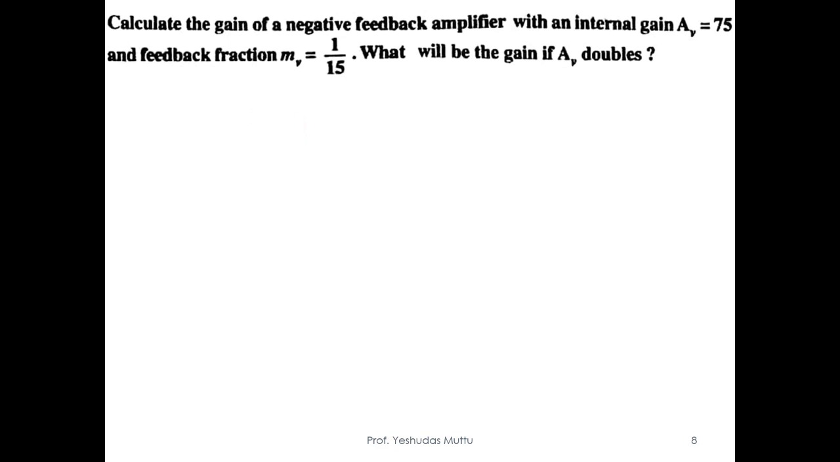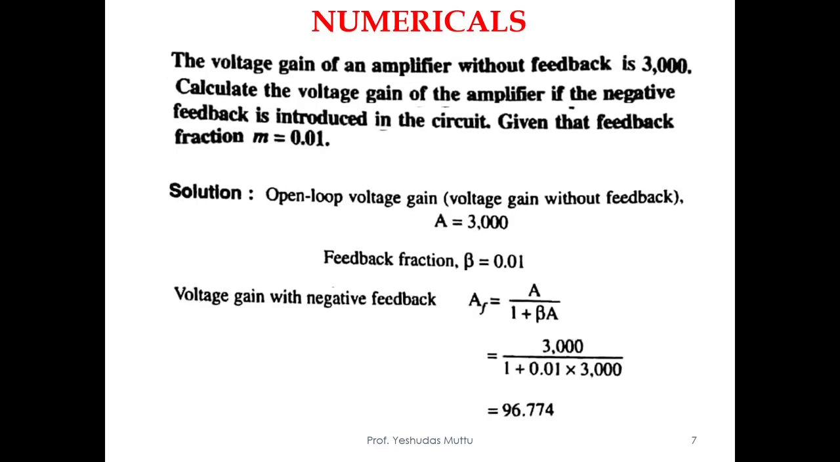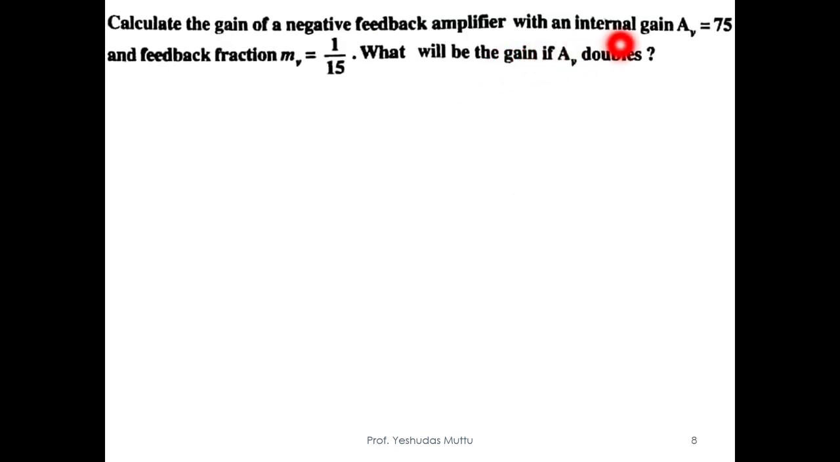Calculate the gain of a negative feedback amplifier with an internal gain AV equal to 75. Internal gain in the sense gain without feedback. Okay, they have given AV is equal to 75, and feedback fraction is equal to 1 upon 15. Feedback fraction in the sense it is nothing but beta, which is given to you.